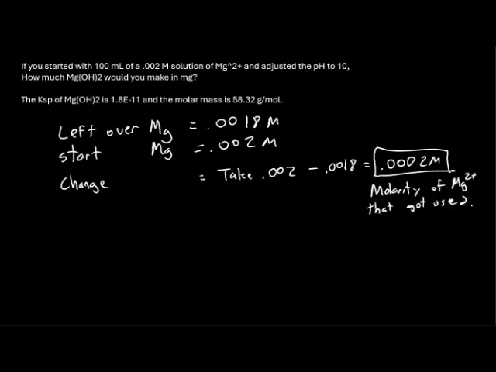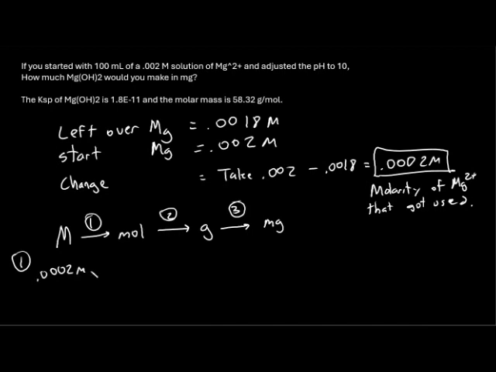So now that we know the molarity of the Mg2+ that we used in order to make the compound, we can convert from molarity to moles, and then from moles to grams, and then from grams to milligrams in order to find how much Mg(OH)2 we made. This will be a 3-step conversion. For the first step of this conversion, we'll start with the molarity we have, 0.0002 molarity, and multiply it by our liters to give ourselves moles.